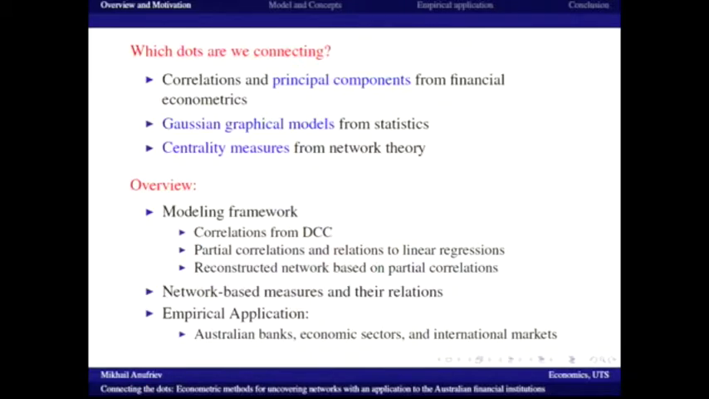But what we want to do is attempt to relate it to the network theory in economics, and in particular to those centrality measures about which, for example, Matt spoke yesterday. In terms of my presentation, I will start with an explanation of what partial correlation is. Essentially, I will explain how it is related to networks. We'll talk a little bit about what I think can be the relation with network-based measures. And as an application, I will show this exercise applied to Australian banks, economic sectors, and international markets. In the end you will see a network of these entities, where every node is an entity and an edge implies that there is some non-zero partial correlation between these entities.